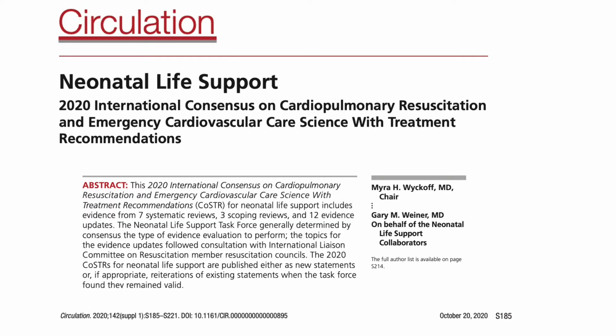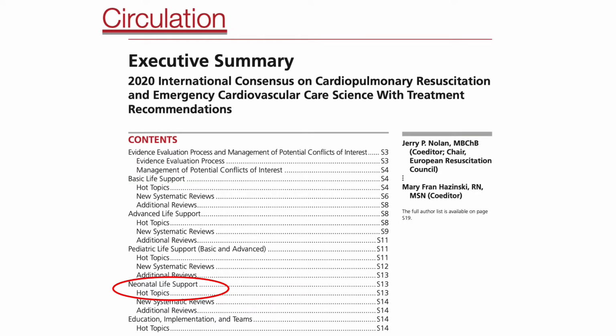The 2020 ILCOR guidelines on neonatal life support are 37 pages long. The executive summary is 26 pages long, with 2 pages dedicated to neonatal life support.